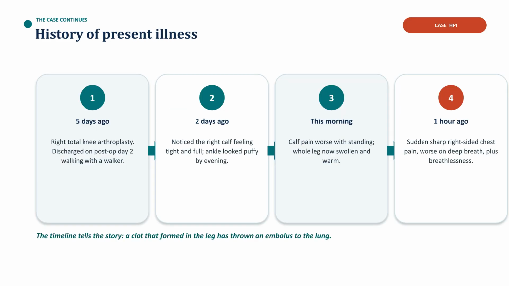Tracking our patient's timeline is essential. Following her surgery 5 days ago, her calf symptoms began 2 days ago, and she developed acute respiratory symptoms just 1 hour ago. This sequence illustrates the classic path of a leg clot breaking off and causing a pulmonary embolism.